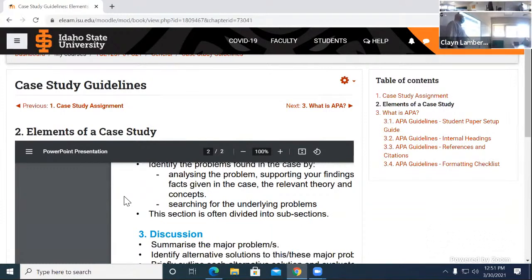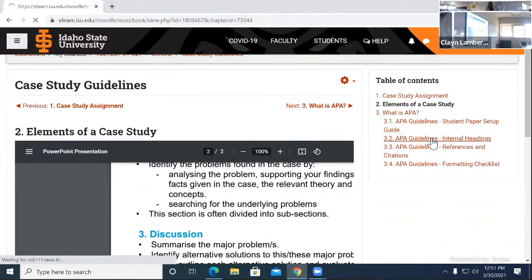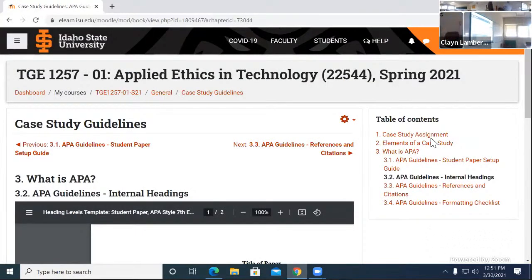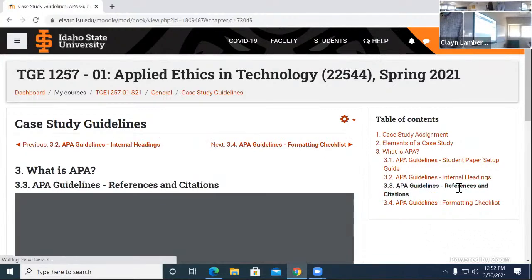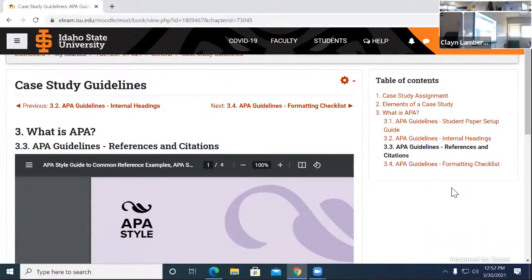I should see a heading that says discussion. I should see a heading that says recommendations. This document on internal headings explains how to format all of the different headings and types of headings that appear in a paper. If you're going to be using references, outside sources, this is an entire guideline on how to cite those both in the text and on the reference page.